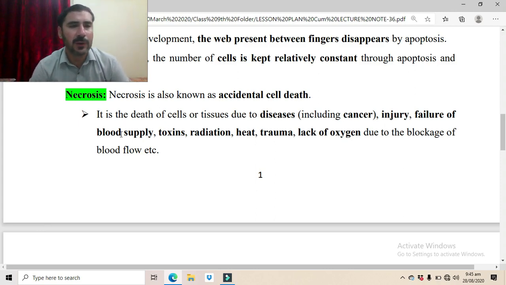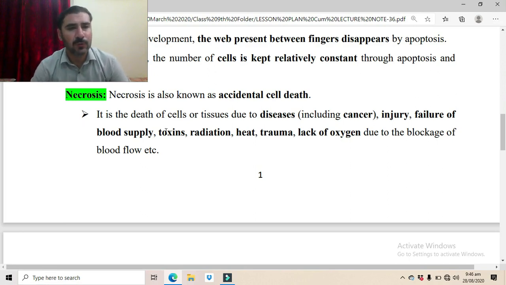Failure of blood supply. Whenever blood is not properly supplied to a particular tissue or an organ, the cells start dying because the blood carries food and oxygen to that particular tissue or organ. So whenever the blood supply is disturbed, suppose there is a plaque, there is accumulation of cholesterol material or calcium material inside the blood vessel, so the blood supply to that particular tissue will be reduced or stopped. As a result, nutrients will not be provided to those cells. Oxygen will not be properly provided to those cells. So as a result, they will start dying. So that is due to necrosis.